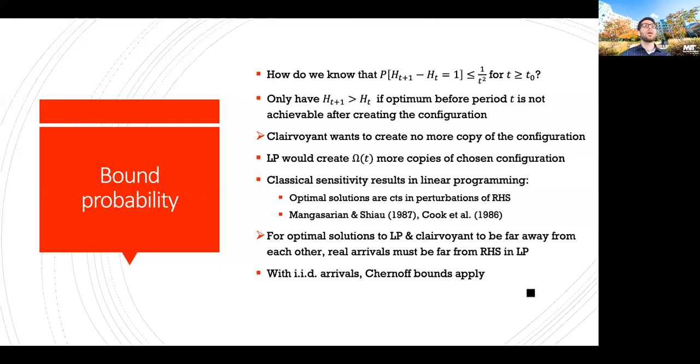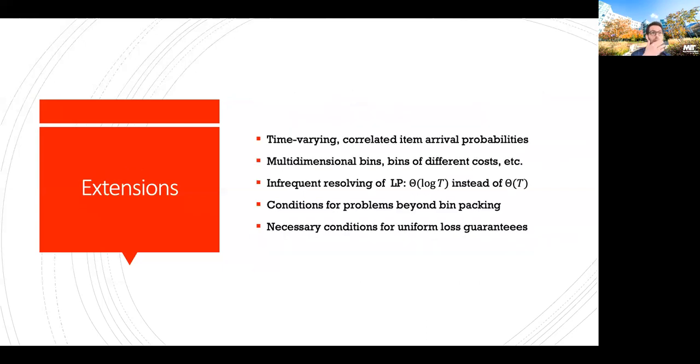Now, there are various ways in which the results that I presented can be extended in interesting directions. As I mentioned before, we can change the arrival process quite flexibly. And in general, in the paper, we have general sufficient conditions and various generalizations of the vanilla bin packing problem that I described here. And all of these would still fit into our results.